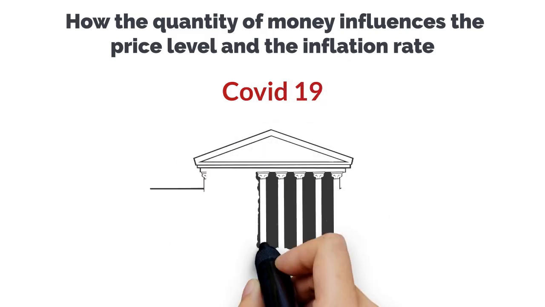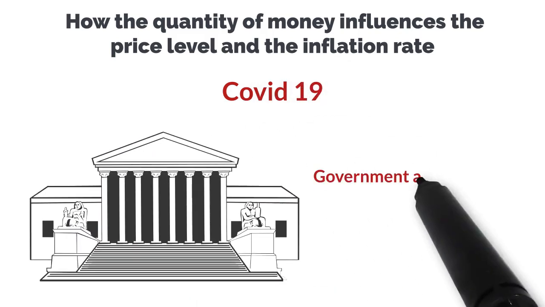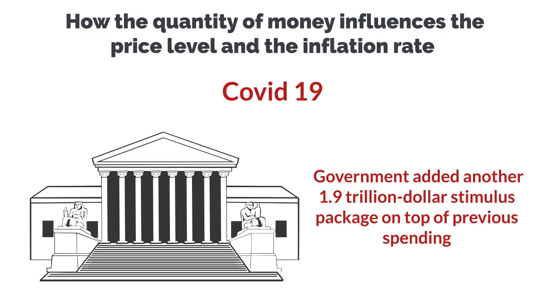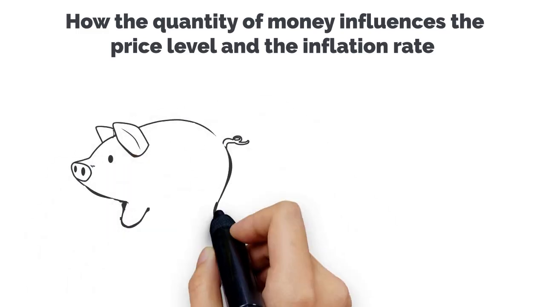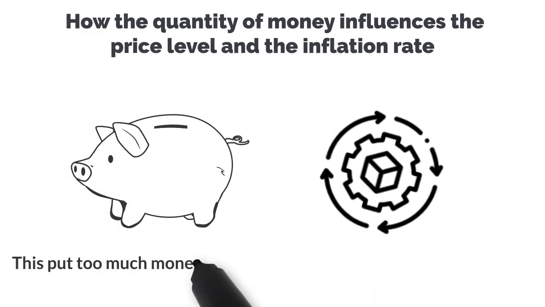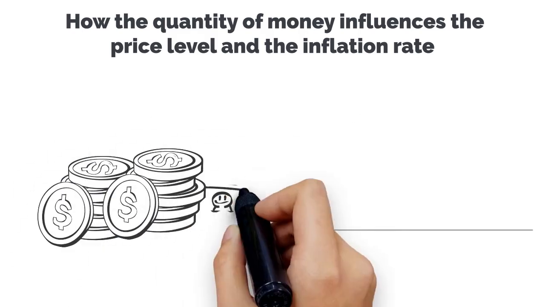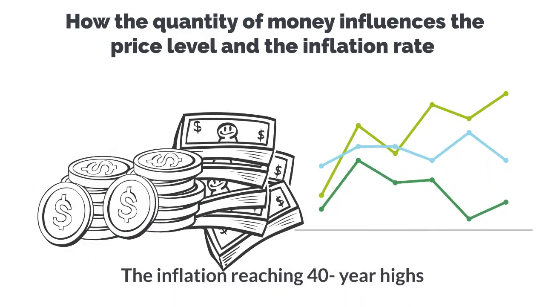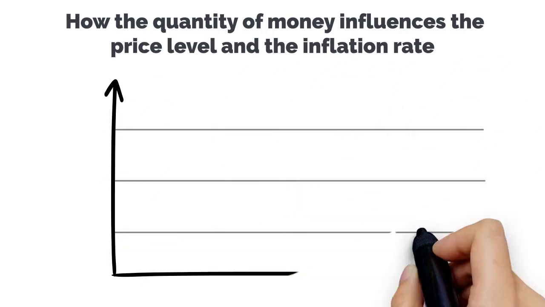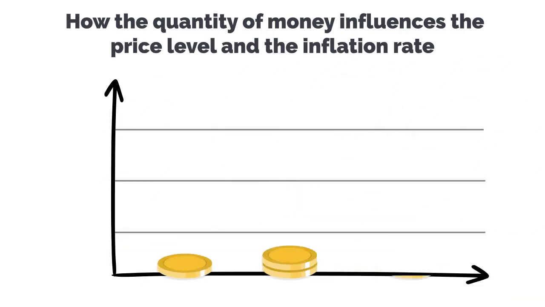During COVID, the government added another $1.9 trillion stimulus package on top of previous spending. This put too much money in the economy at a time when supply chain issues made the supply of goods low. This contributed to the inflation reaching 40-year highs. Inflation, or the rate at which the average price of goods or services increases over time, can also be affected by factors beyond the money supply.